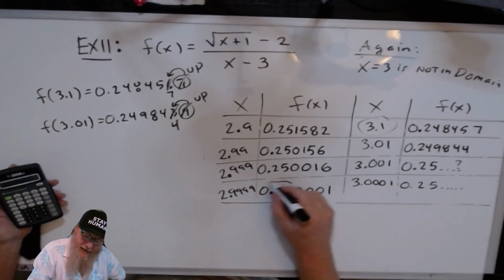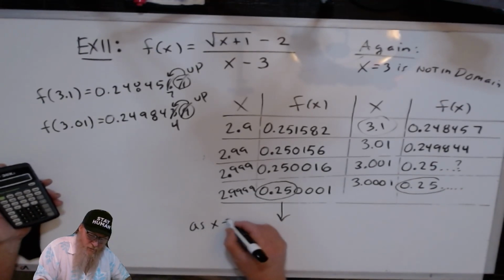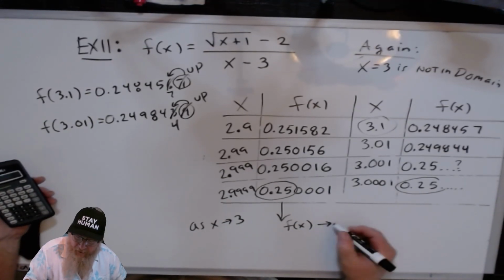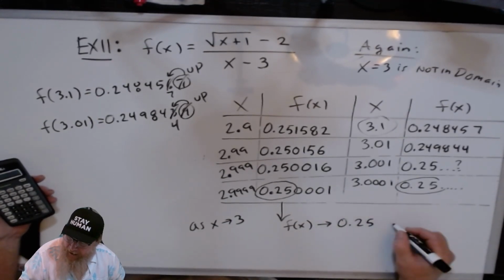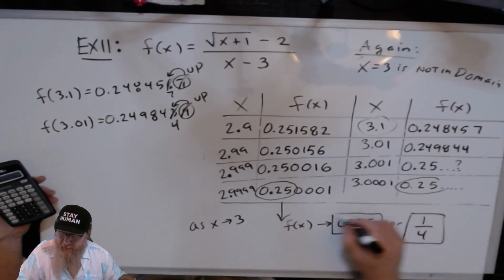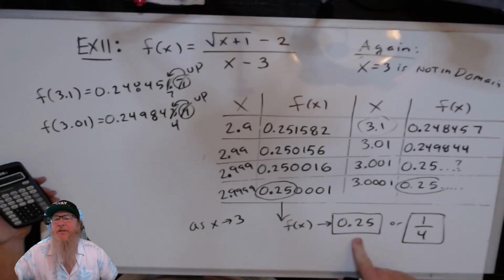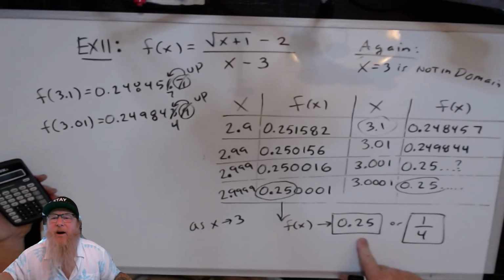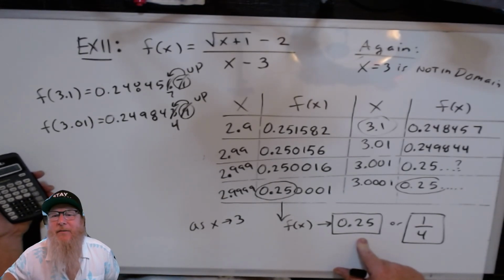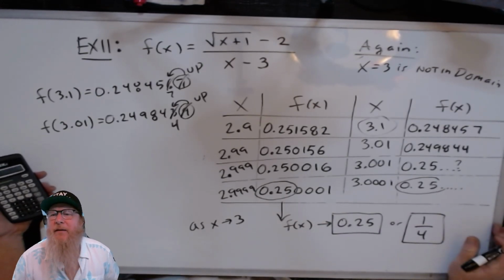So I can see the pattern: as x approaches 3, f of x is getting very close to 0.25, or 1/4 as a fraction. In this lesson, since it's all decimals, I probably would just do 0.25 or 25 hundredths. At some point, there might be instructions that prohibit or discourage you from using decimals, so 1/4 would be the fractional answer.